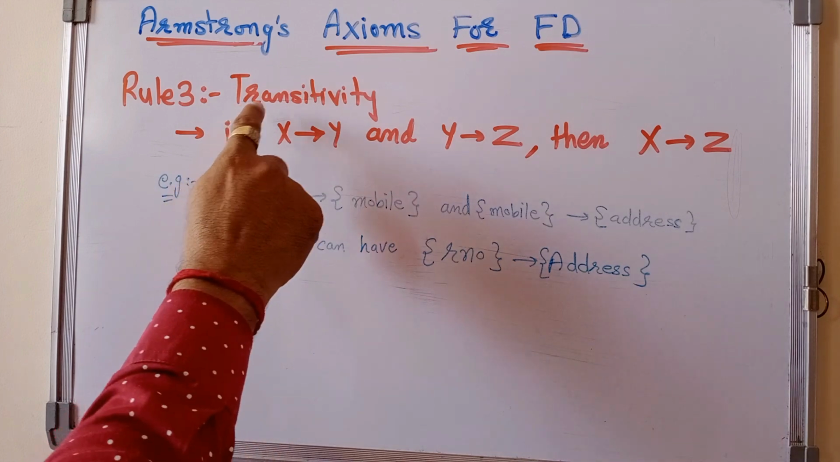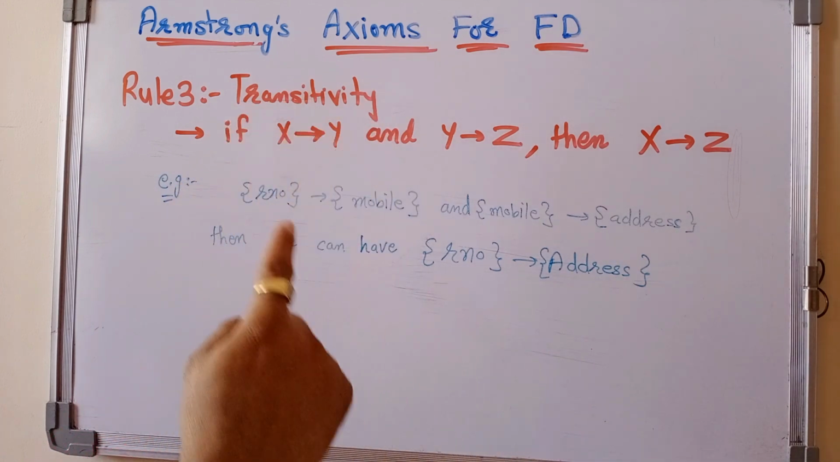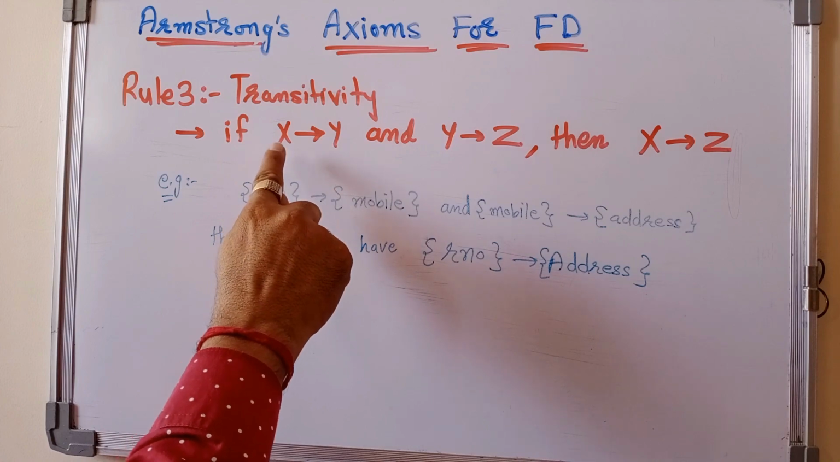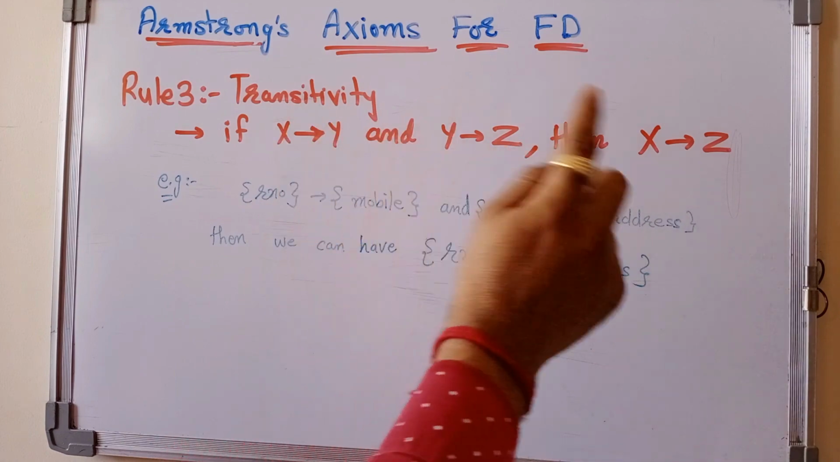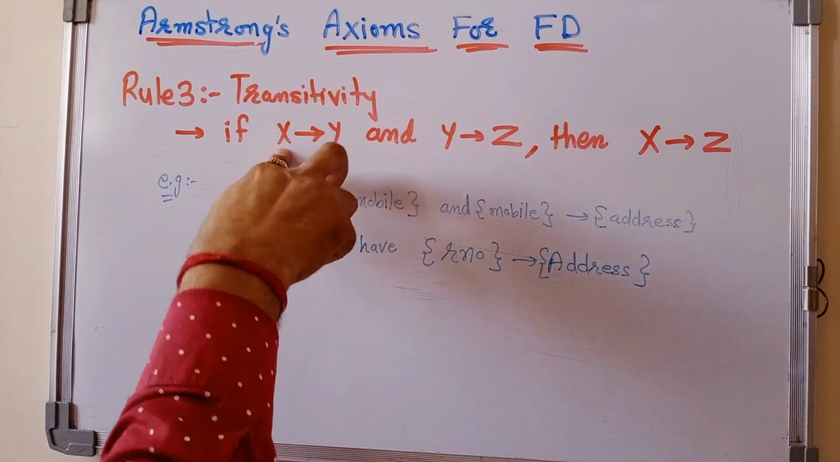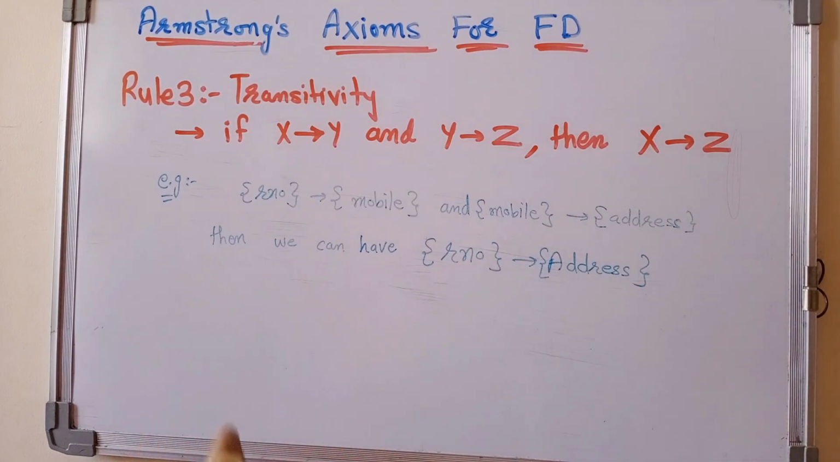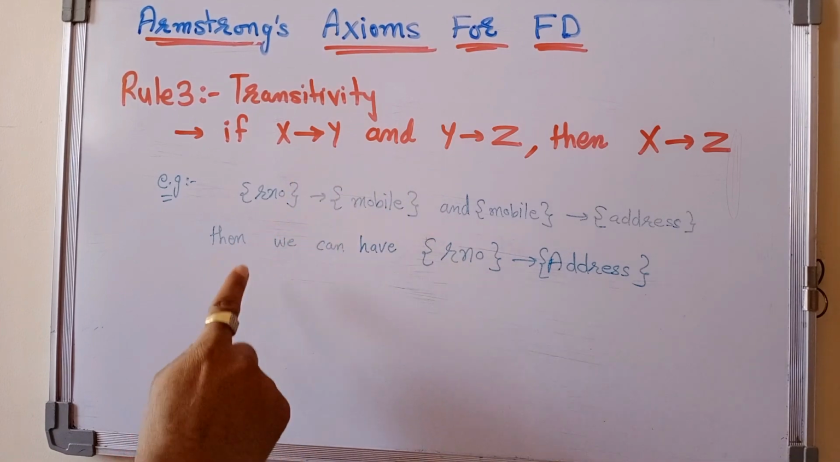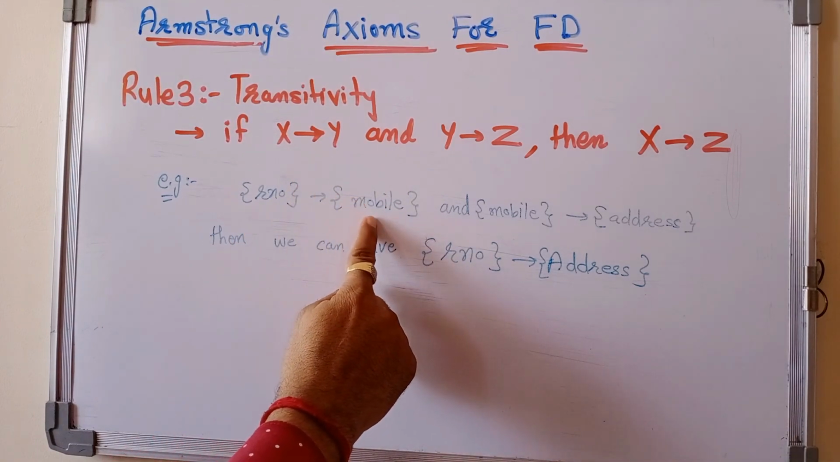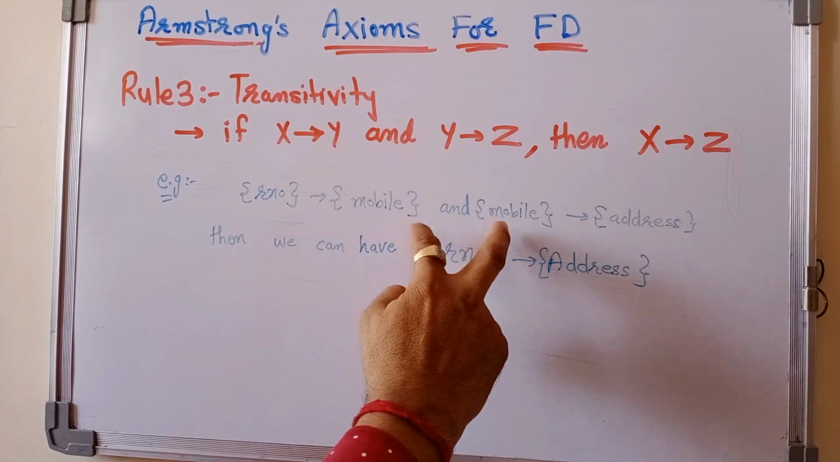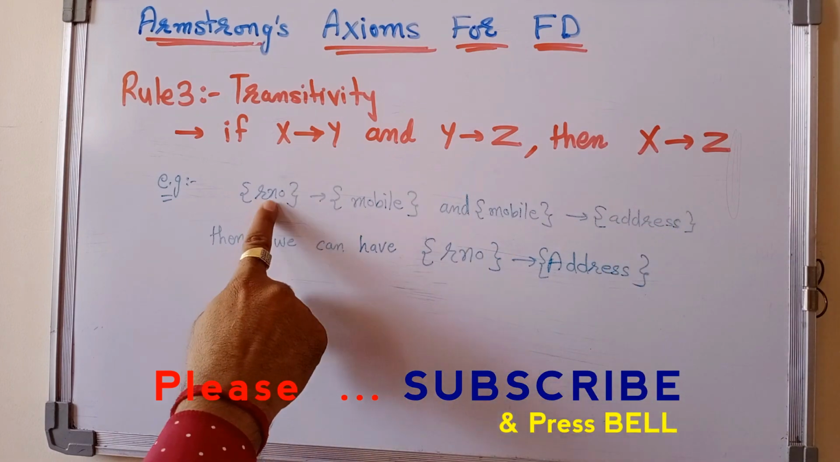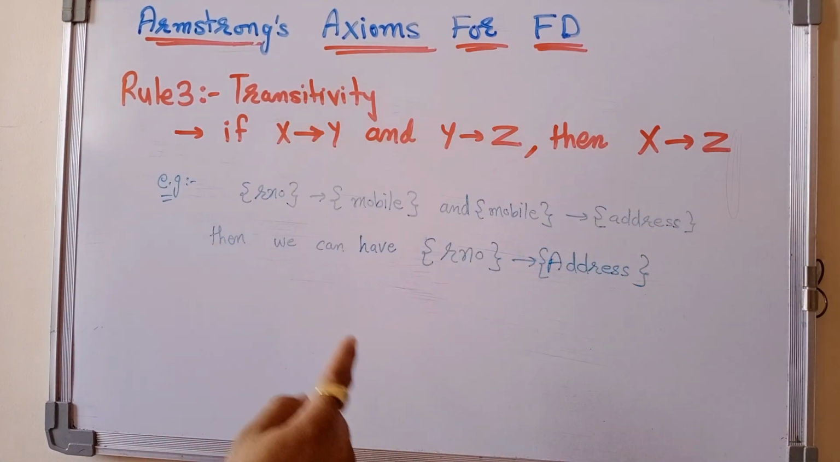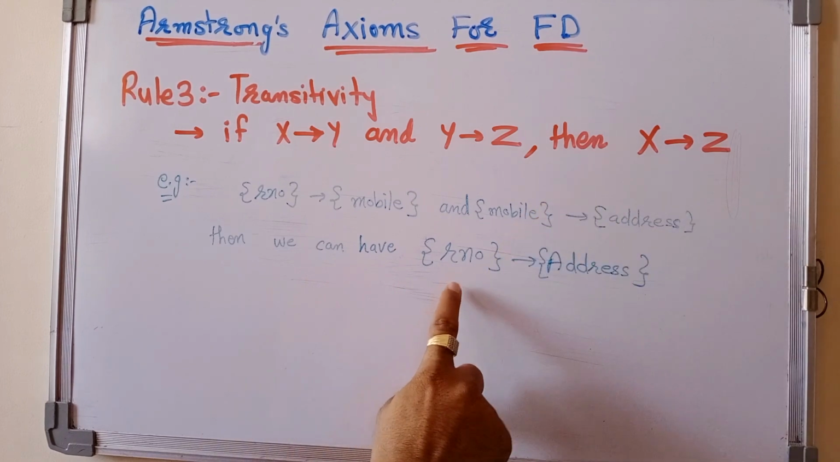Rule number 3, transitivity. What is transitivity? It means if we have dependencies X to Y and Y to Z, two dependencies, then we can have a direct dependency from X to Z. Let's understand with an example. I have considered X as roll number, Y as mobile number. If I have roll number, I can get mobile number. In the same way, Y is mobile number, if I have mobile number, then I can get the address. It means if I have roll number, I can directly get the address. That is our result, X to Z.